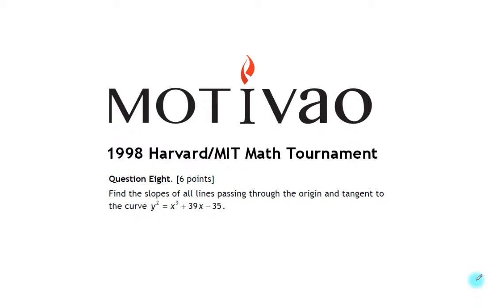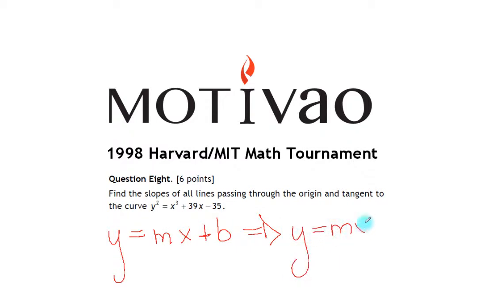Well, how can we represent a line passing through the origin? Any line is written as y equals mx plus b, where b is the intercept. But the intercept at the origin is just 0. So this means that all the lines that pass through the origin are y equals mx, right?